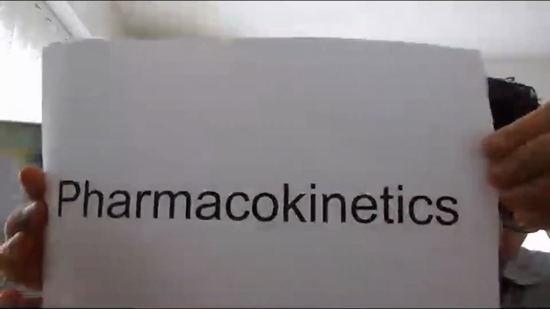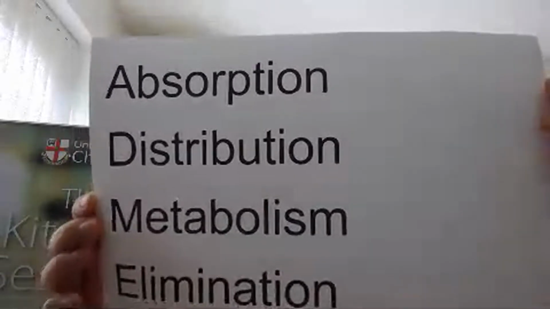So let's talk about pharmacokinetics. So again, pharmacokinetics is what the body does to the drug, and we can classify that into 4 stages. And we have absorption, distribution, metabolism, and elimination.